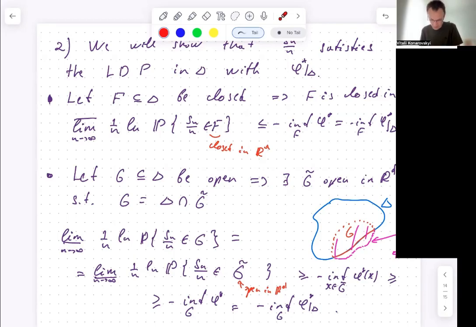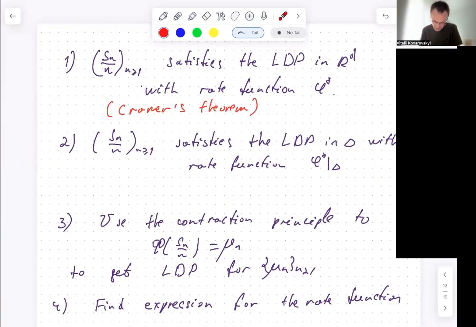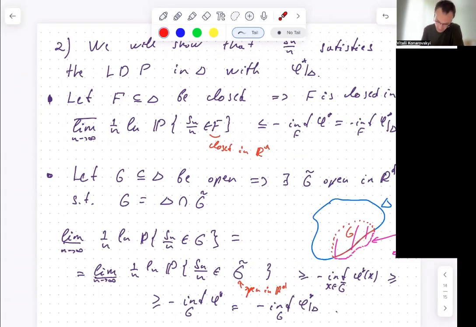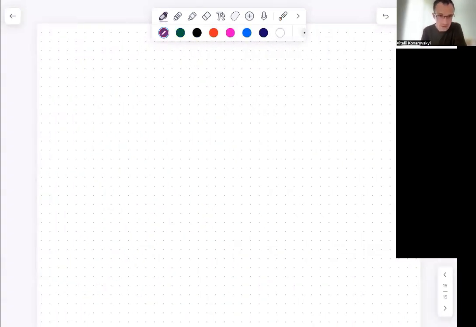Okay, good. We discussed it here a lot, and now we finish the discussion of the second part. Now we need to go to the third part, and we want to apply the contraction principle. And actually, there is nothing to discuss here because it is just the direct application. So, part 3, by the contraction principle.